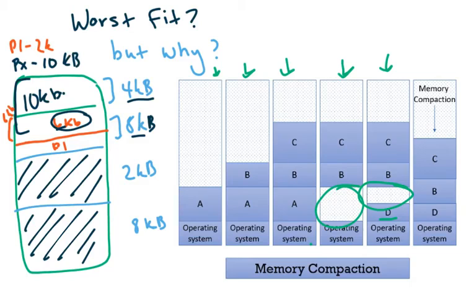So worst fit can help in that. Here I allocated P1 based on the worst fit, where I just chose the largest one. It's going to leave a lot of extra space, which can come in handy through this mechanism of memory compaction.